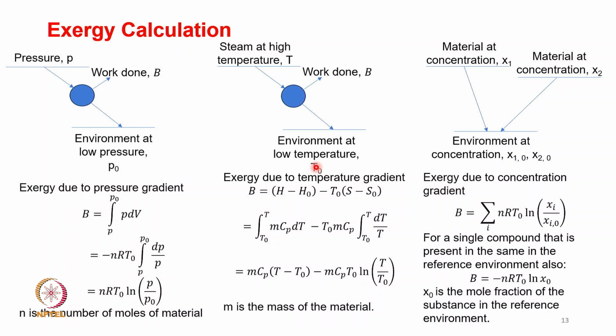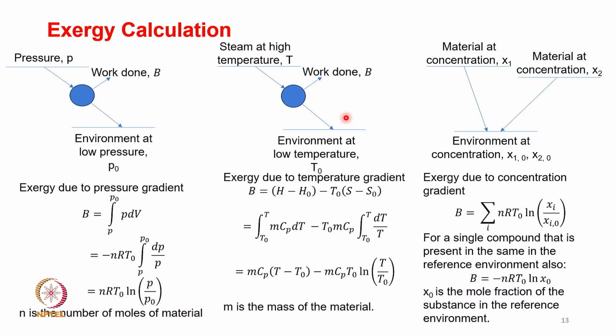For instance, consider a case wherein a pressure P is applied to a system and you have the work done, and the environment is at a low pressure P naught after doing the work. So exergy due to this pressure gradient, B, is equal to the integral of P dV, and you integrate this between P and P naught. One way is to use the ideal gas law here: nRT naught times the integral of P naught dP by P, and once you integrate this it becomes nRT naught ln (P by P naught), where n is the number of moles of material.